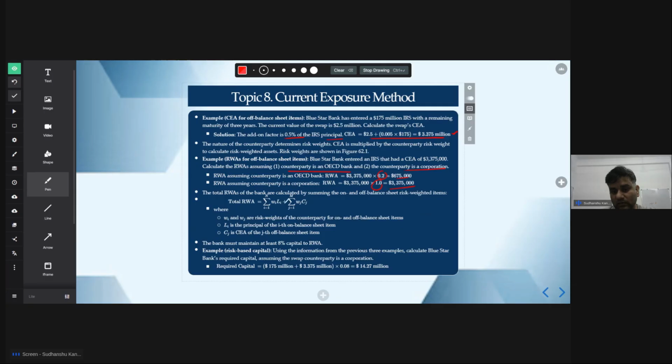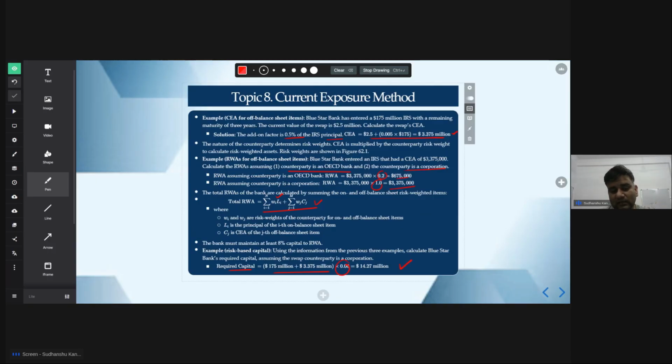On-balance sheet and off-balance sheet are added, which you need to understand. Eventually, required capital is the sum of the two multiplied by 8%, and your capital should be greater than 8% of RWA. So 175 plus 3.375 times 8% comes out to 14.27 million. Keep that in mind very clearly, guys. This calculation looks a little tricky, but it's not that difficult.